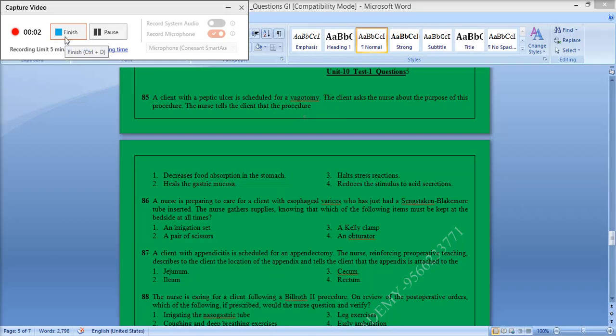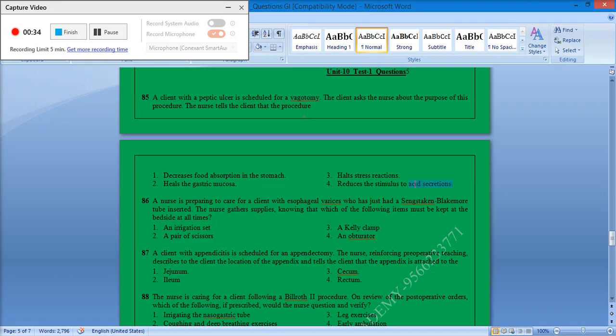Unit 10, test questions 5, 85. A client with a peptic ulcer is scheduled for a vagotomy. The client asks the nurse about the purpose of this procedure. The nurse tells the client that the procedure: 1. Decreases food absorption in the stomach. 2. Heals the gastric mucosa. 3. Heart stress reaction. 4. Reduces the stimulus to acid secretion. The correct answer is 4. Reduces the stimulus to acid secretion.